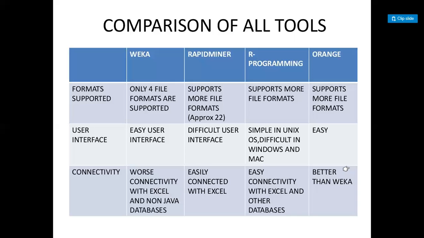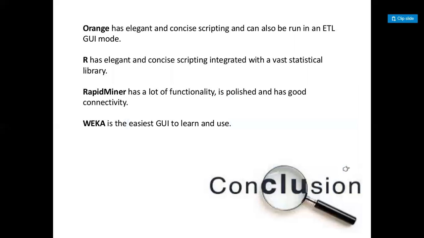And R programming connects easily with Excel and other databases. The main advantage of this is that it's easy to connect. And Orange is better than Weka, but less than R programming. So at last, Orange has elegant and concise scripting and can also be run in ETL and GUI mode. R has elegant and concise scripting integrated with a vast statistical library. RapidMiner has a lot of functionality, is polished and has good connectivity. The main advantage of RapidMiner is good connectivity.